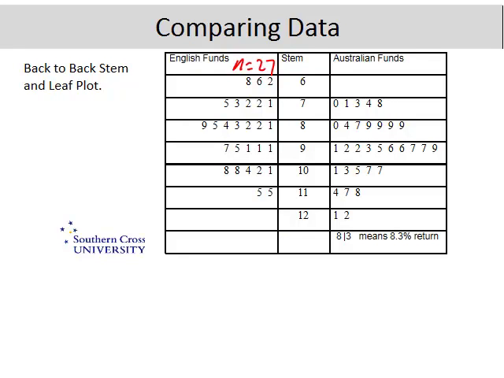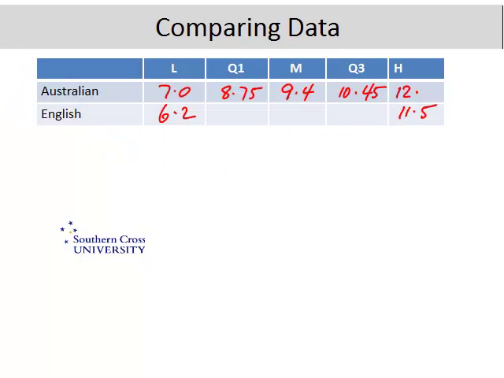Okay, this is called a back-to-back stem and leaf plot, by the way. And with 27, if we want to find the median, it's 27 plus 1, which is 28, divided by 2, which is the 14th score. So if we count through 1, 2, 3, 4, 5, 6, 7, 8, 9, 10, 11, 12, 13. That's our 14th score. That's 8.5. So we can go straight away to our table and we can put in 8.5.